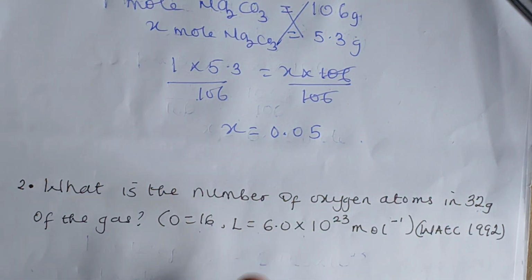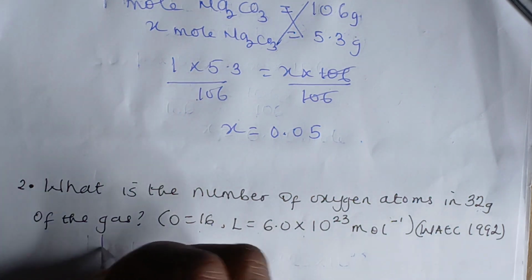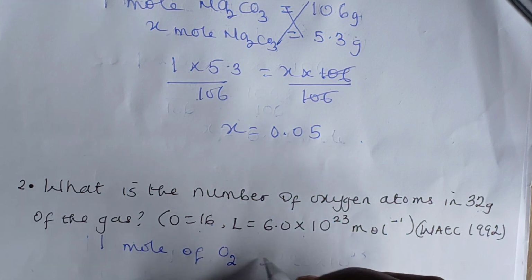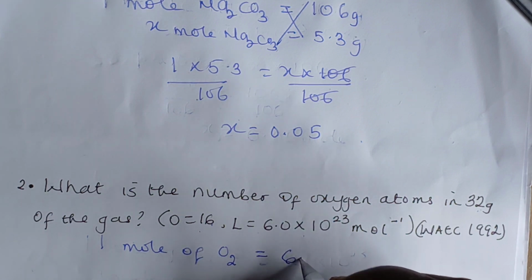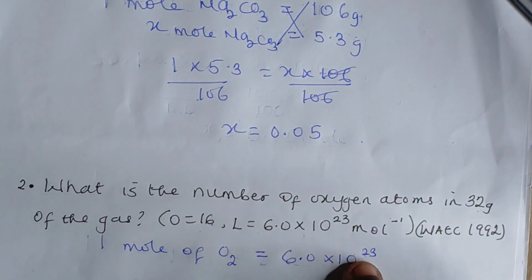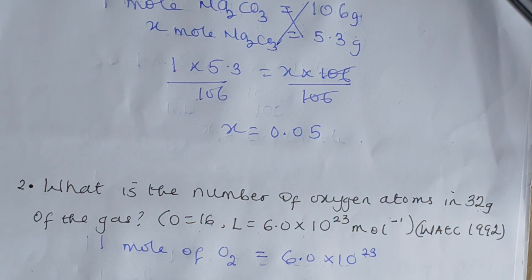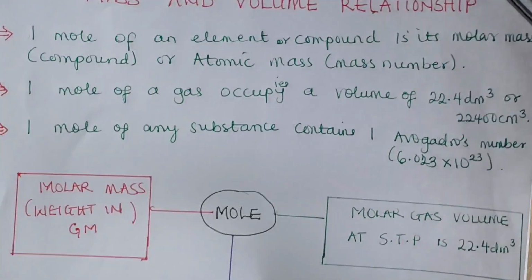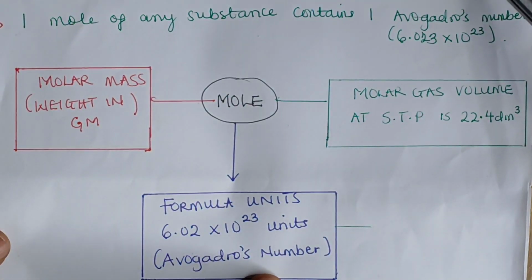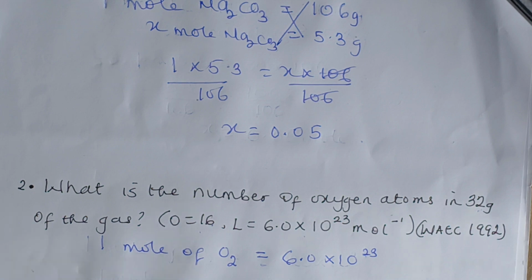1 mole of that gas, which is a fact, 1 mole of oxygen gas, which is O2, diatomic, contains 1 Avogadro's number. That is a fact from what I've taught you. 1 mole, back to this table. The mole contains 1 Avogadro's number. So 1 mole of oxygen contains 1 Avogadro's number.